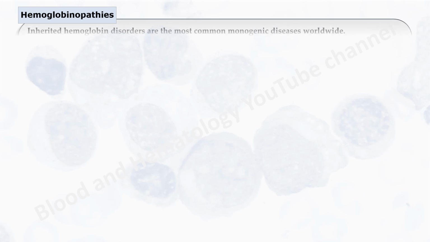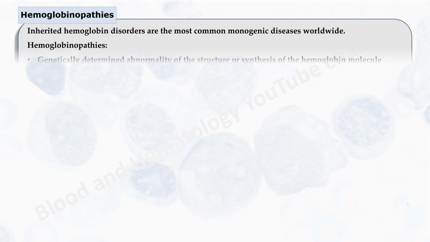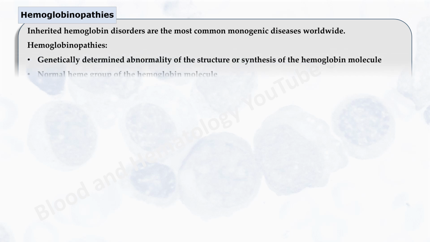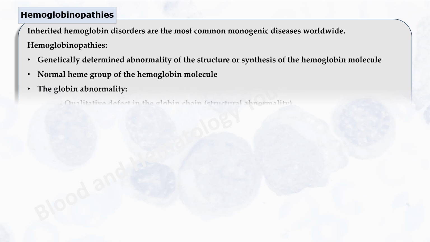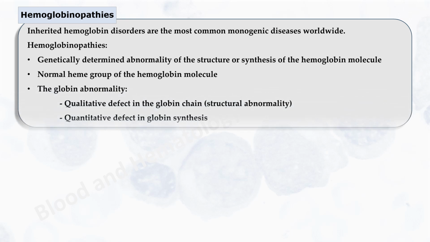Inherited hemoglobin disorders are the most common monogenic diseases worldwide. Hemoglobinopathies are clinical diseases that result from a genetically determined abnormality of the structure or synthesis of the hemoglobin molecule. The abnormality is associated with the globin chains, and the heme group of the hemoglobin molecule is normal. The globin abnormality can be either a qualitative defect in the globin chain or a quantitative defect in globin synthesis.